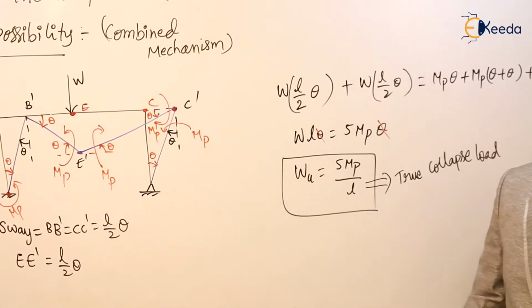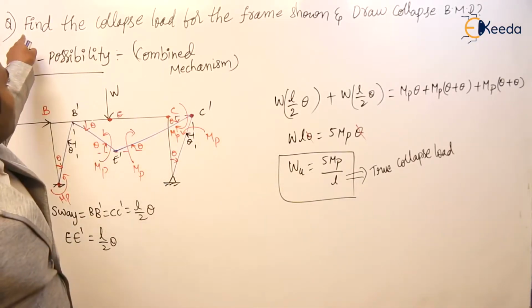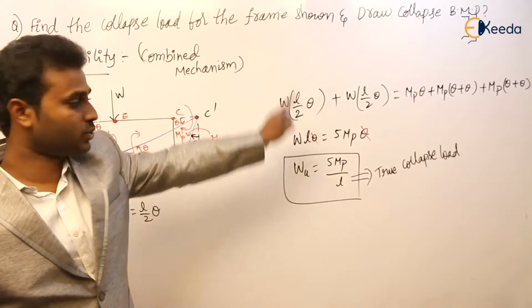This is the true collapse load. So this is the first part in the question. What is the first part? Find the collapse load for the frame shown. So this is the collapse load.